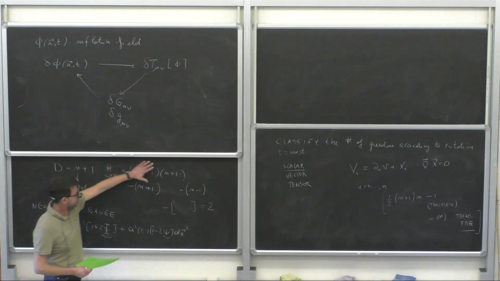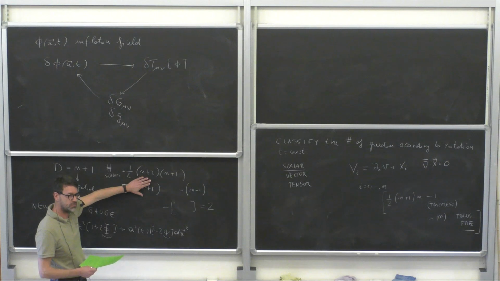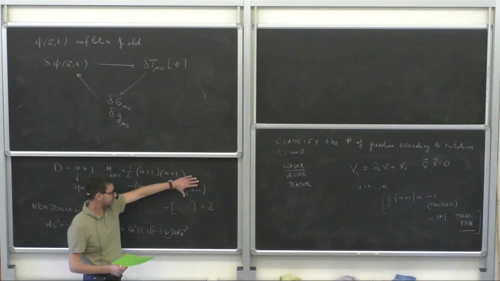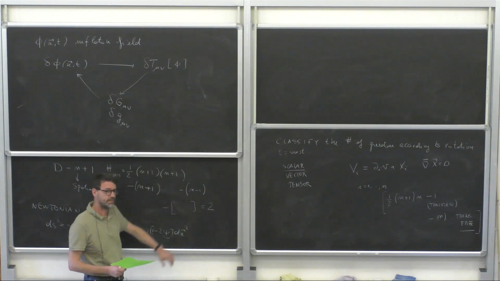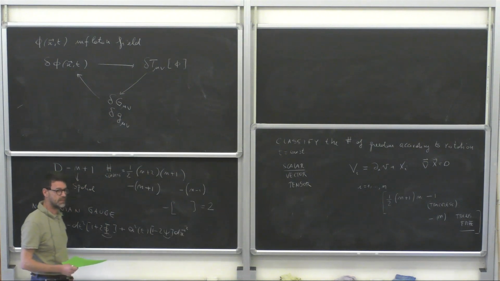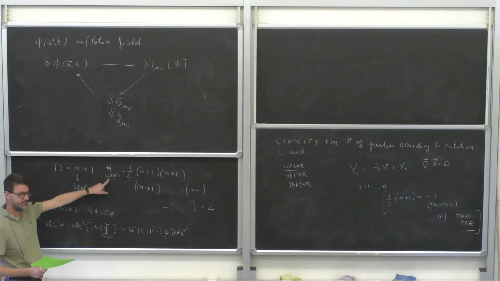The total number of degrees of freedom that I have in the metric, I remove n plus 1 because I can do n plus 1 transformations of my coordinates. I remove the vectors, I remove the degrees of freedom of the tensors, and the answer is 2. Of the scalars, yes. So the remaining are scalars.